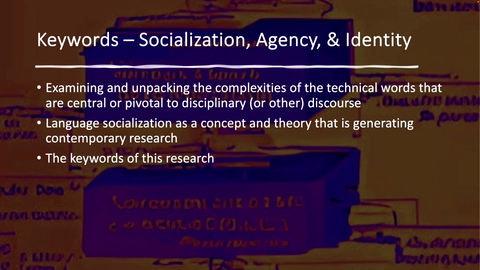So what we are going to do today is take a keywords approach to three terms: socialization, agency, and identity. What we want to do is examine and unpack the complexities of these technical words that really are quite central and pivotal to linguistic anthropology discourse. Although the keywords approach can really be taken to any technical words of any discipline, even within the context of public discourse. So language socialization is a concept and a theory that's generating a lot of contemporary research.